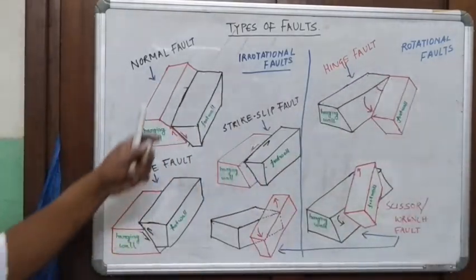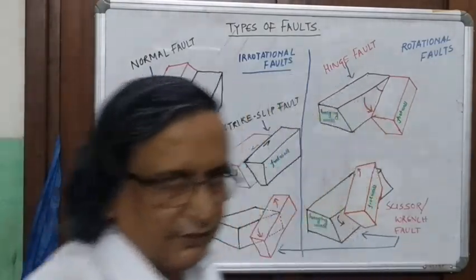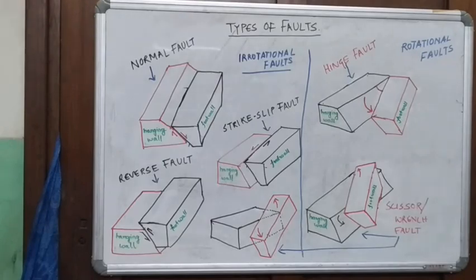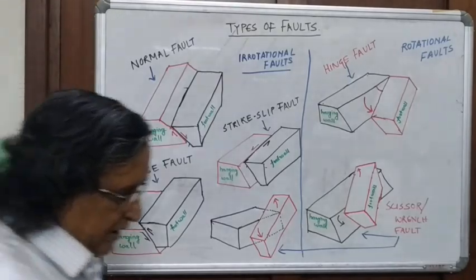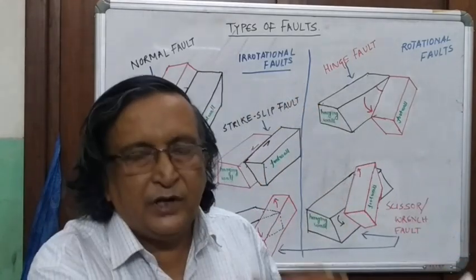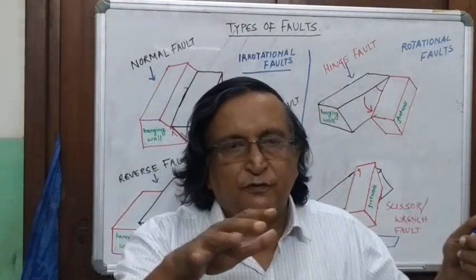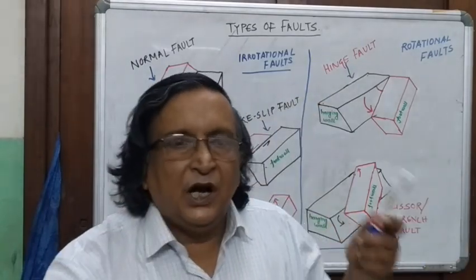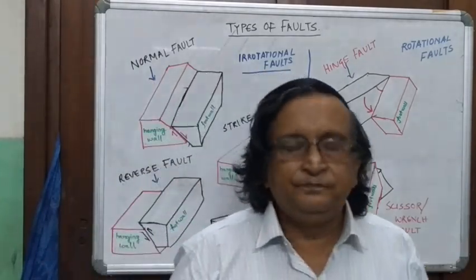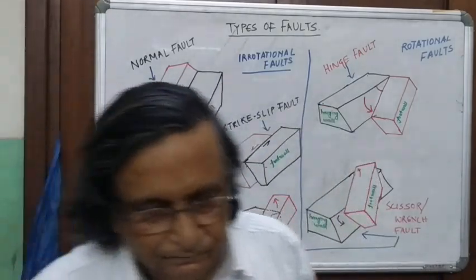The essential difference between an irrotational fault and a rotational fault is the following. A fault is a plane that separates the hanging wall and the foot wall. The structures were continuous before, and then when it faulted, a plane was generated. This plane is called the fault plane.